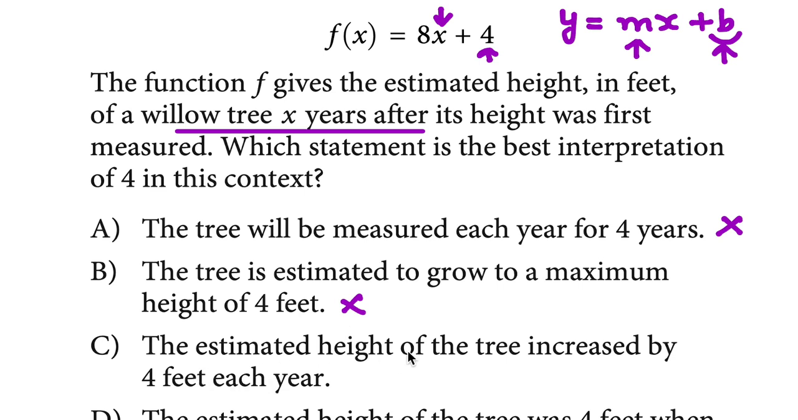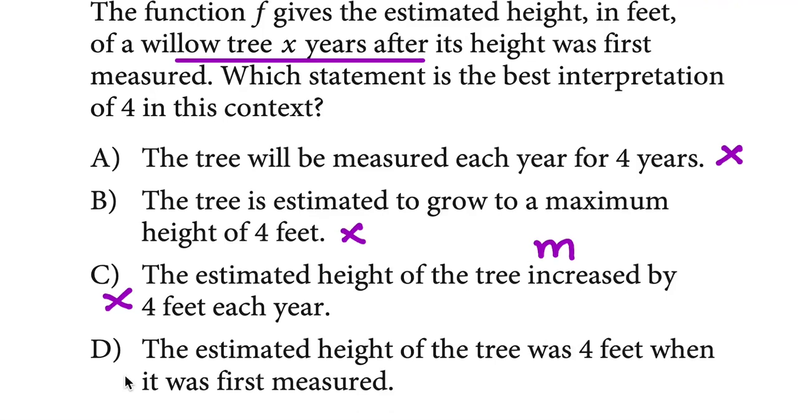The estimated height of the tree is increased by 4 feet every year. When it says increased by 4 feet every year, that means we are talking about the rate of change. And rate of change is m. So 4 is not m, it is 8, right? So whether the tree increases or decreases, that is the rate of change. So 4 is not the rate of change, so that means this is also wrong.